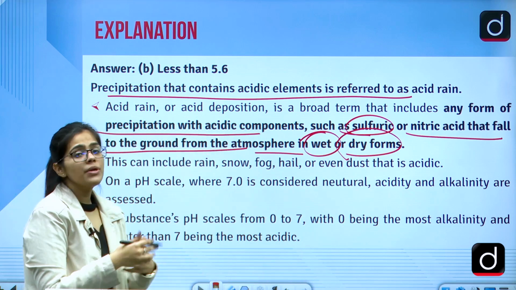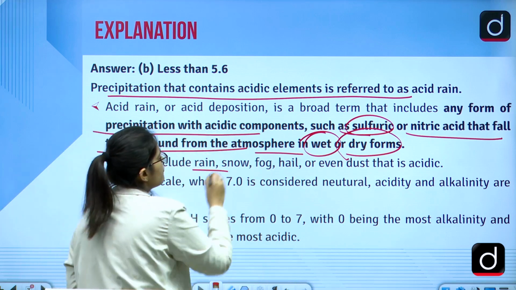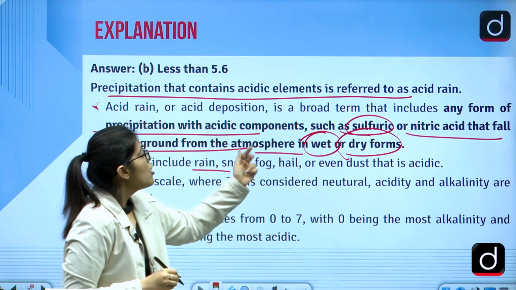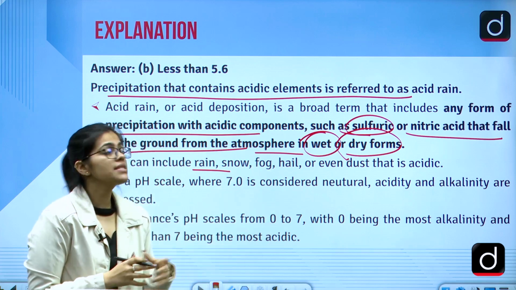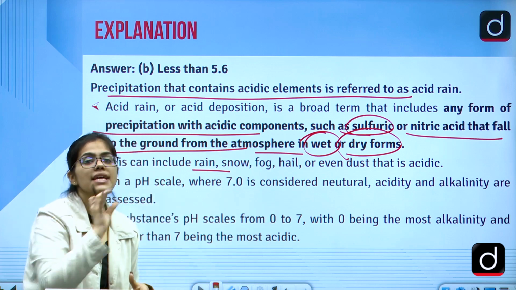Acid rain can also be in a lot of forms. It can be in the form of the rain, snow, fog, or hail, or even dust storms can also be called acidic in nature.